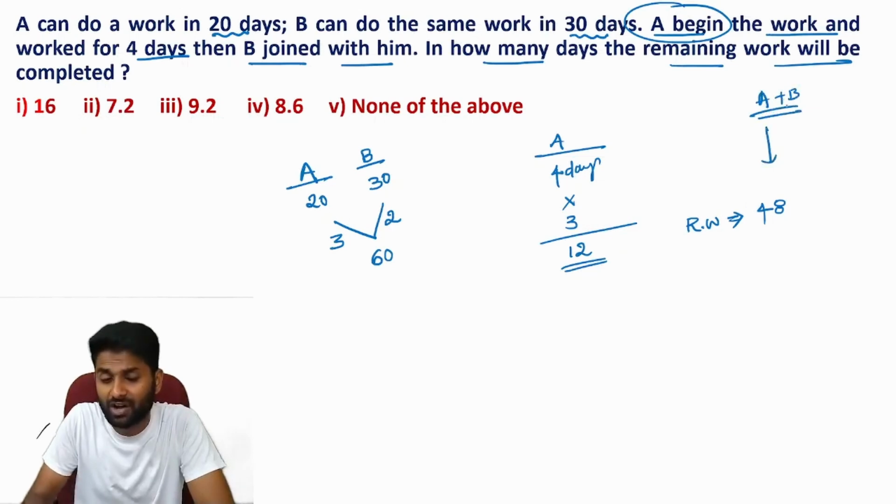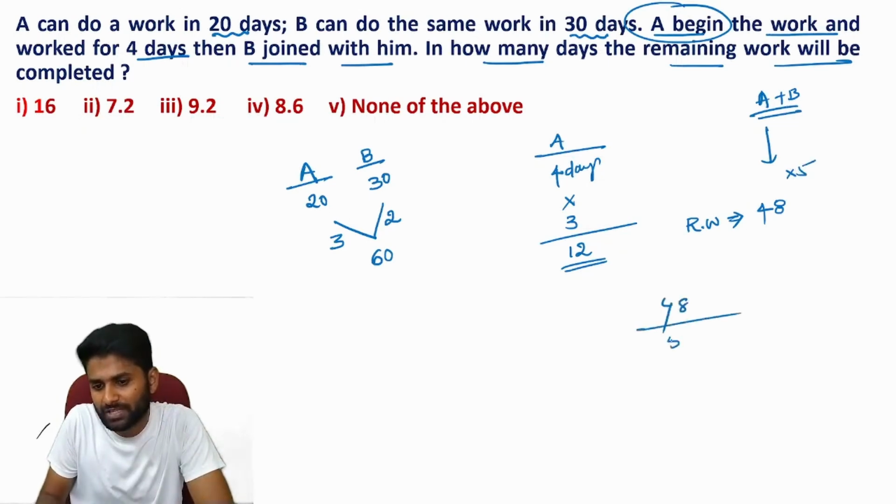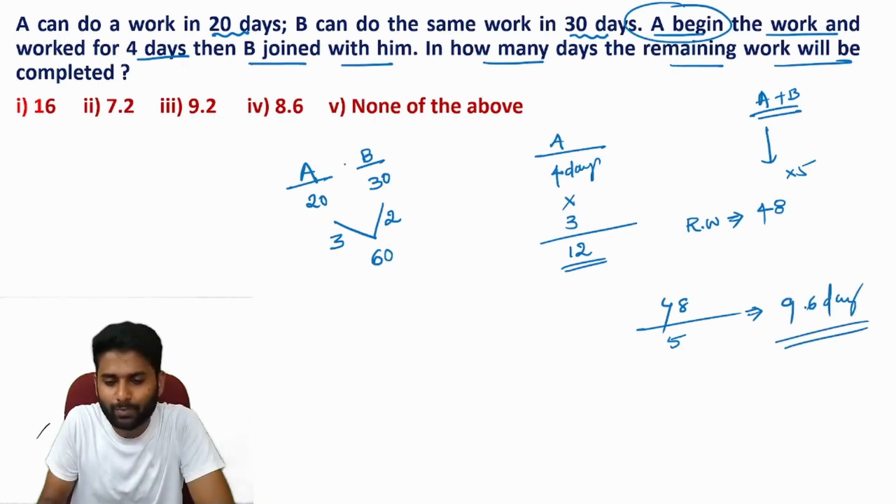They clearly mention that after 4 days B joins the work. If both work together, they will complete 5 units, right? For 48 units, how much time does it take? 48 divided by 5. So this is exactly equal to 9.6 days. It takes exactly 9.6 days. See, 5 nines and 5 6. So the answer is none of the above.